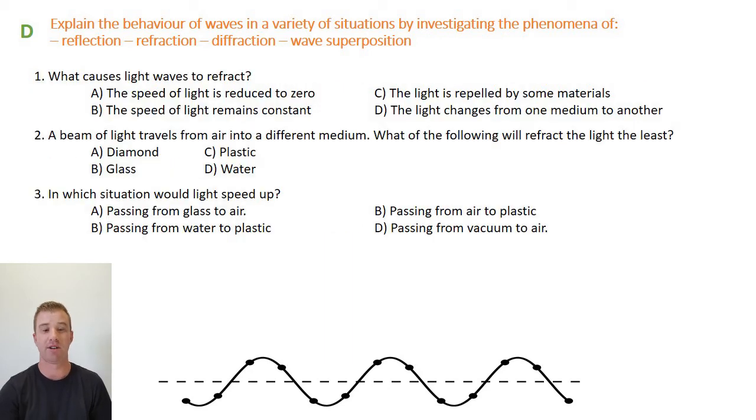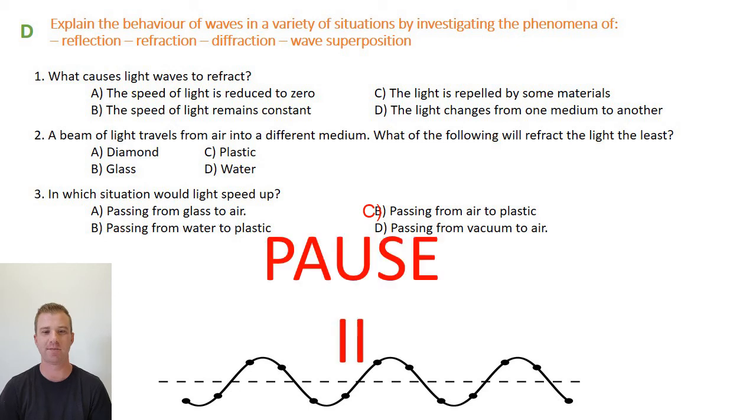Let's have a look at three multiple choice questions, and yes, I can see there is a typo where you've got two B's for question 3, so the top right-hand side will be C. Question 1: What causes the light to refract? Multiple choice responses. 2. A beam of light travels from air into a different medium. Which of the following will refract light the least? And 3. In which situation would light speed up? If you'd like the opportunity, pause the video now before I answer them.